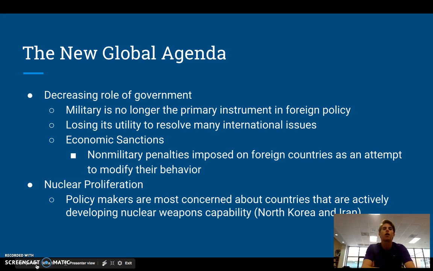in an attempt to modify countries' behaviors. And then next we have nuclear proliferation, and policymakers are most concerned about countries that are actively developing nuclear weapons, which include North Korea and Iran.